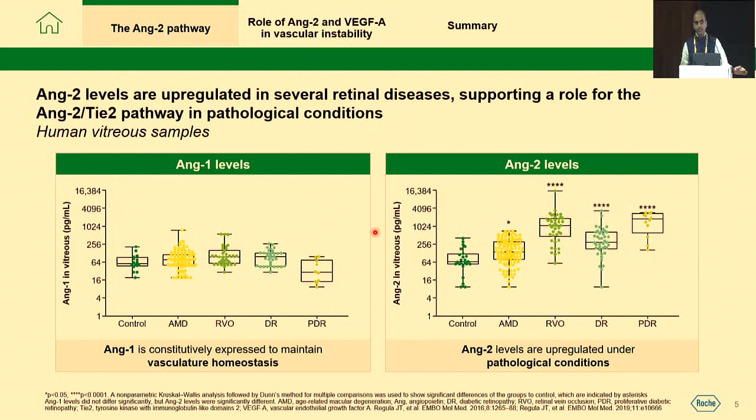So this has been studied in various human vitreous samples, and the levels of angiopoietin 1 when compared with angiopoietin 2, if you see the graph on the right side, you can see the angiopoietin 2 levels are significantly higher in various retinal diseases.